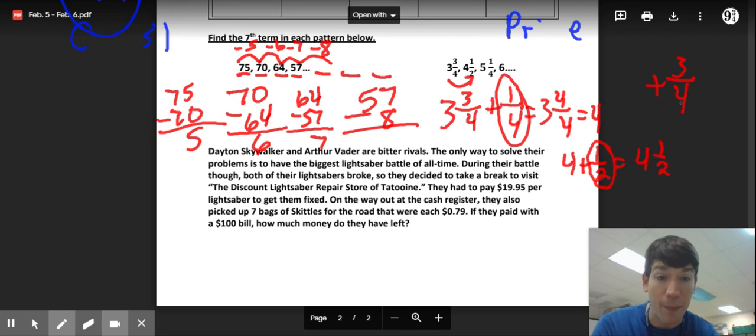Let's see if the same thing happens from 4 1/2 to 5 1/4. From 4 1/2 to 5, that would be adding a half. And from 5 to 5 1/4, that would be adding that extra fourth. So again, I added 3/4. And from 5 1/4 to 6, I added 3/4 to get to 6. So my rule then is adding 3/4.